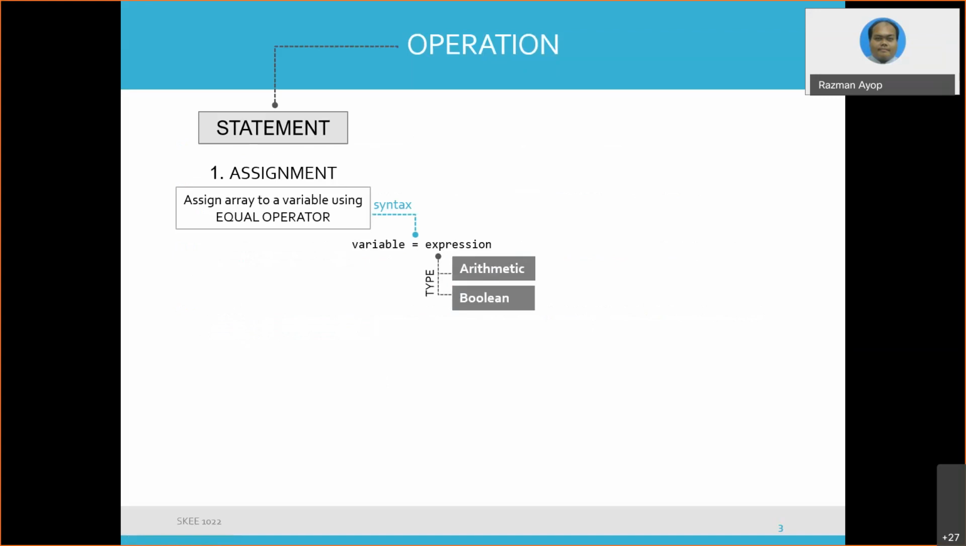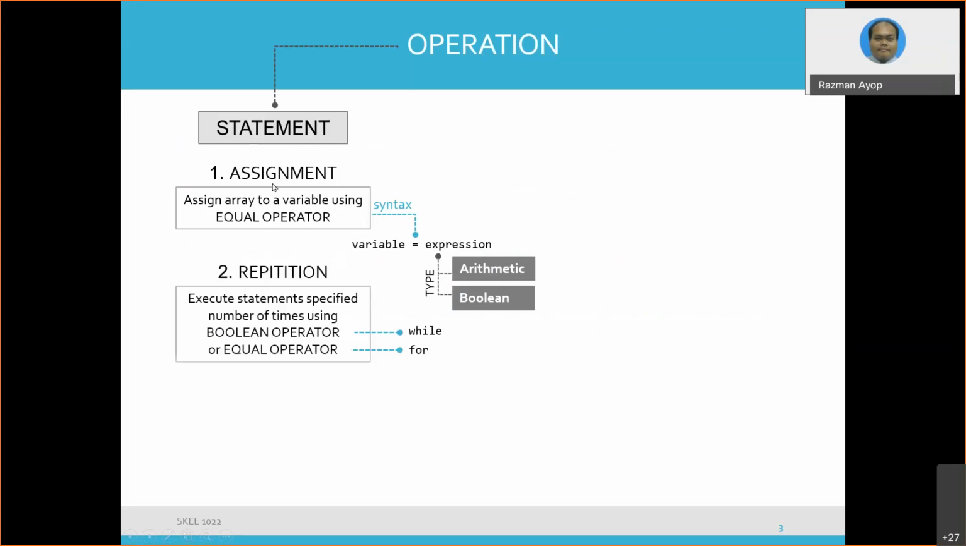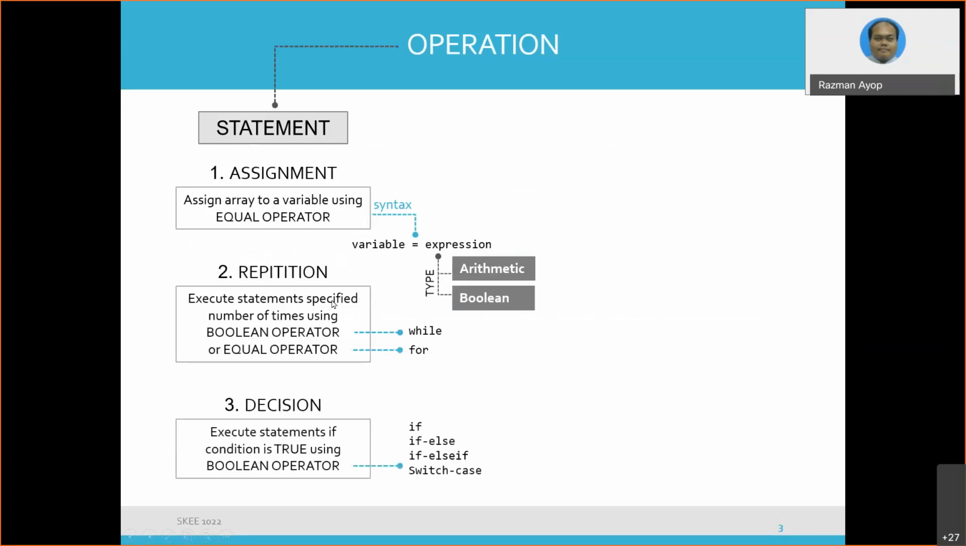The first one is statement. It's just a variable equals an expression. That is what an assignment is. Then you know what repetition is. In chapter 1, you learned about for and while, which loop back to the top. That is repetition. And lastly is the decision, if and if else. So the operation will consider all of this.